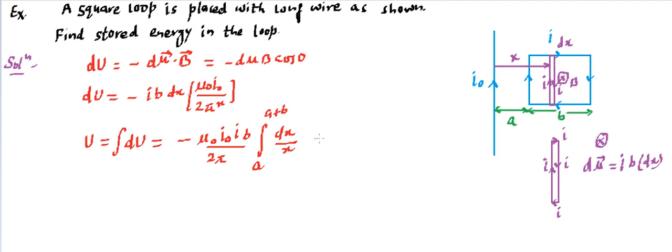Now after simplification, you will get this as minus mu naught I B upon twice pi ln. I'm writing directly after placing the limit, it's going to be A plus B divided by A. So that will become the energy stored. This much energy is stored in this configuration that was shown to us.